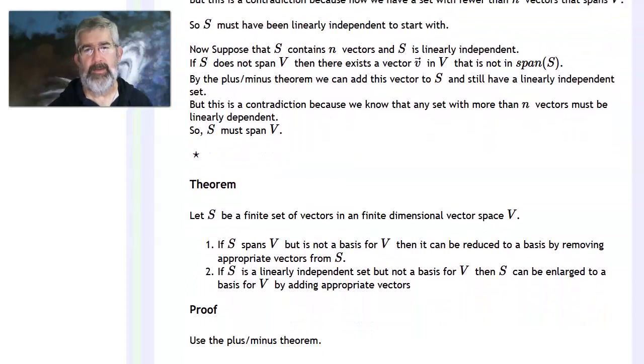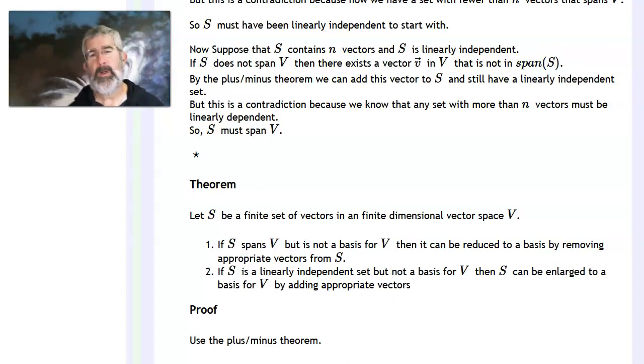Oh yeah, this is kind of a fun one. Let S be a finite set of vectors in a finite dimensional vector space. If S spans V, but is not a basis, then it can be reduced to a basis by removing appropriate vectors from S. Likewise, if S is a linearly independent set but is not a basis, then S can be enlarged to be a basis by adding appropriate vectors. All right. This really comes down to the plus or minus theorem.